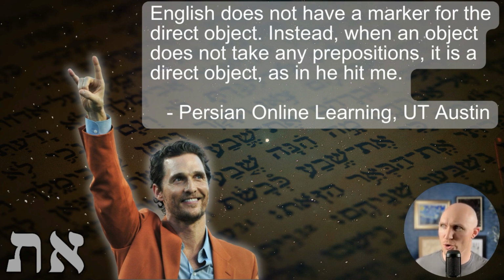English does not have a marker for the direct object. Instead, when an object does not take any prepositions, it is a direct object, as in "he hit me." So here you have it. English does not have a direct object marker in the language. Therefore, it's been omitted from the English text.